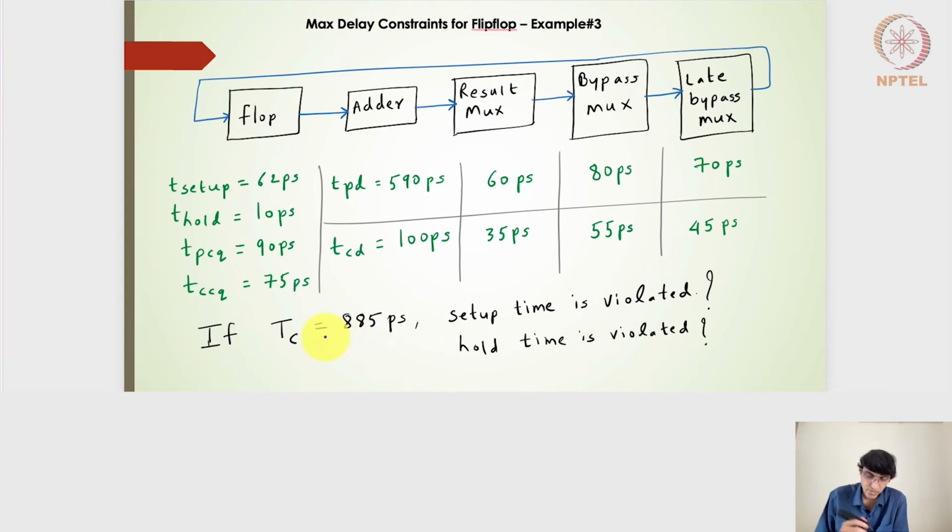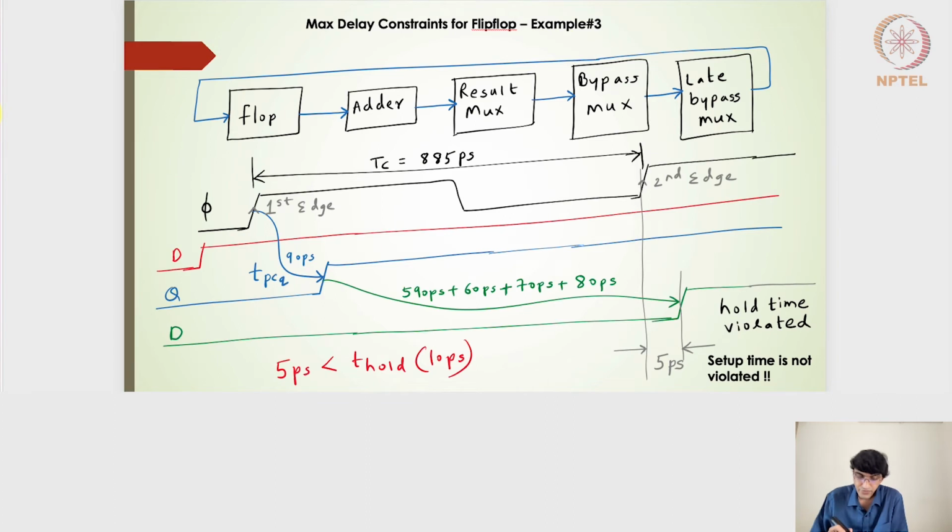All right. So the other question is, if let's say the TC is 885 picoseconds, whether it is going to have the setup time failure and then the hold time violation. Again, for 885 picoseconds, I need to draw the clock diagram and then find out whether the output of the late bypass mux is reaching near the second clock edge or what. So this is my clock of 885 picoseconds duration. The second clock edge is going to arrive after 885 picoseconds of the first clock edge.